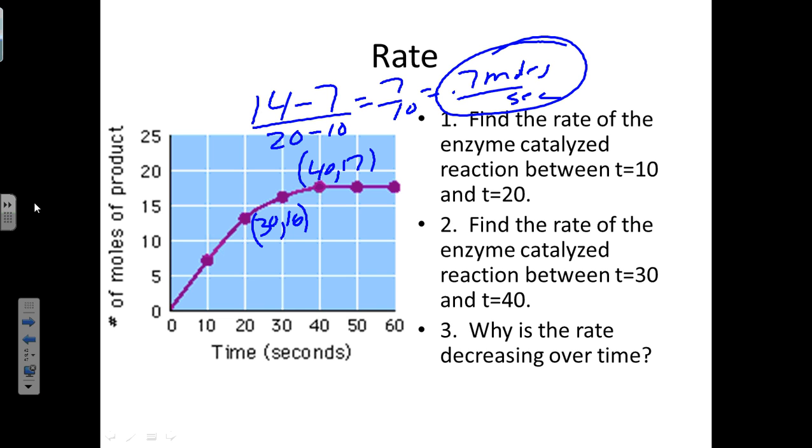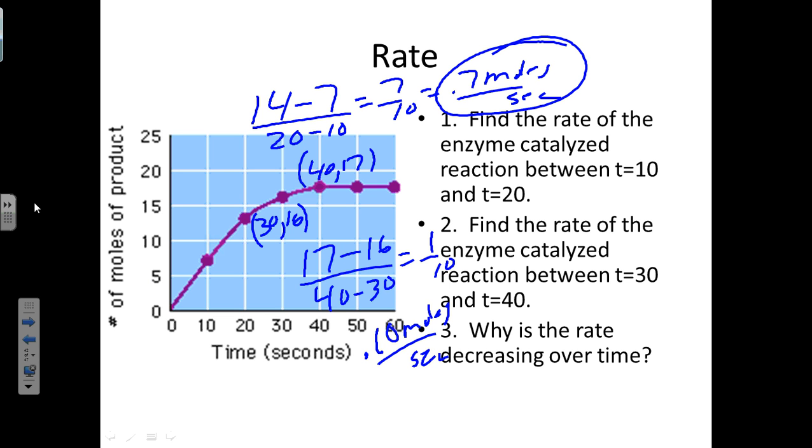So we're going to have to go change in y, 17 minus 16, over change in x, 40 minus 30. So we end up with 1 over 10. So our rate between 30 and 40 is about 0.1. It's supposed to be a 1. And that's moles per second.